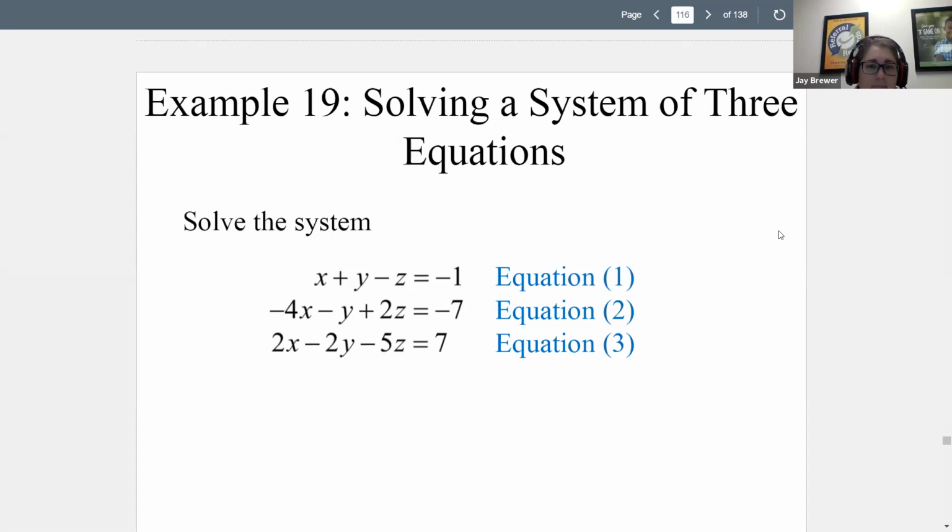Okay, so we have equations 1, 2, and 3. What can you tell me is a little bit different from this system than what you're used to working with? It has a Z. Yeah, so because we have 3 variables, notice how many equations we have to have. You have to have the same number of equations as you do variables.